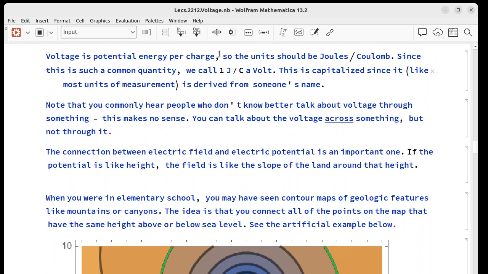Voltage is a potential energy per charge, so the units would be joules per coulomb. This is so common that 1 joule per coulomb has been defined as a volt, which is, of course, capitalized since it's from somebody's name.